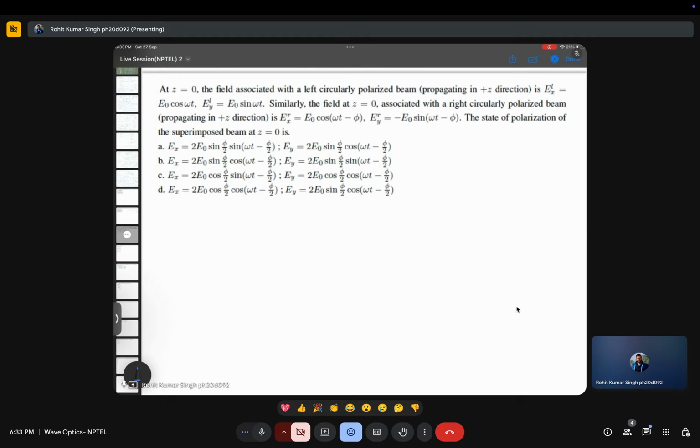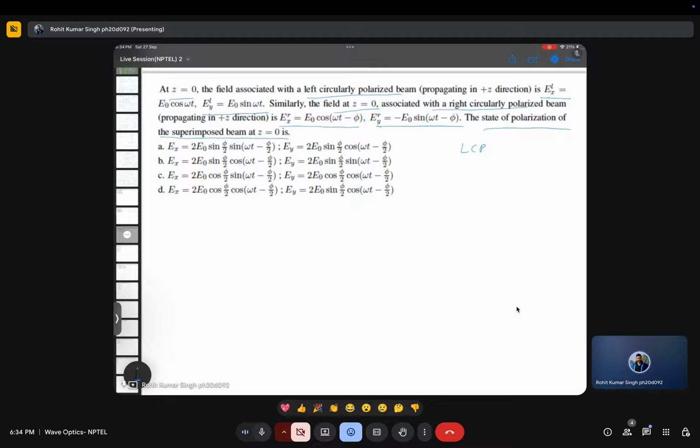Now here, at z equal to 0, the field associated with a left circularly polarized beam is given. The x and y components are given: cos omega t, sin omega t. Similarly, the field at z equal to 0 associated with a right circularly polarized beam is given, this and this. Then what is the state of polarization of the superimposed beam at z equal to 0?